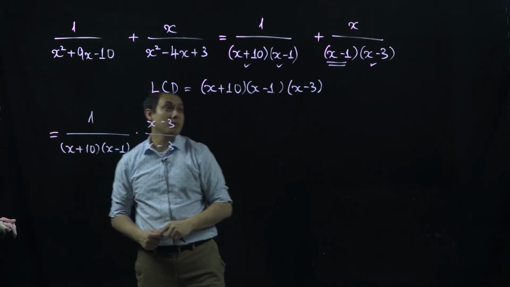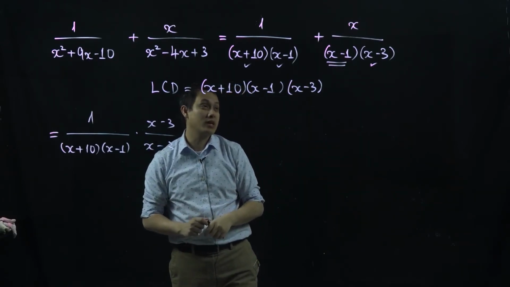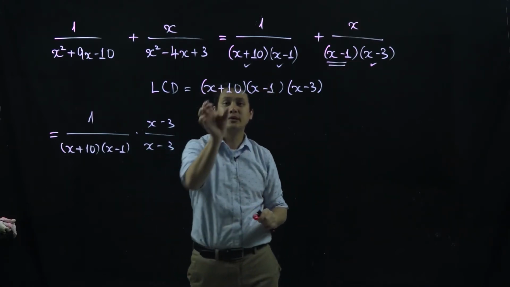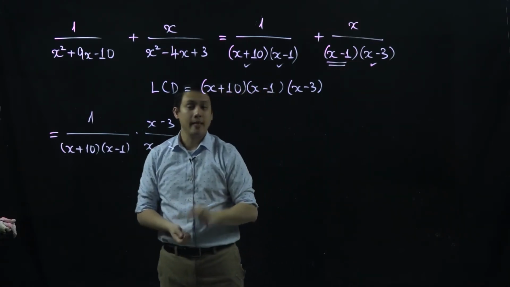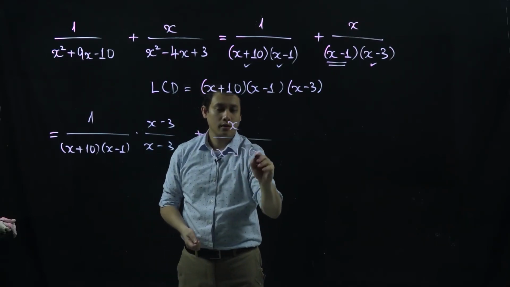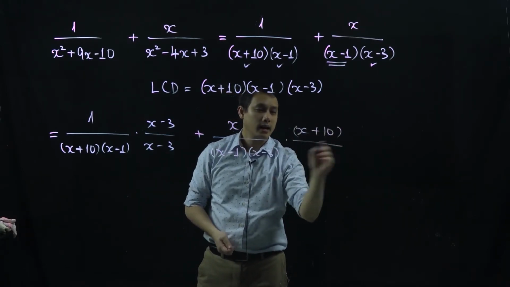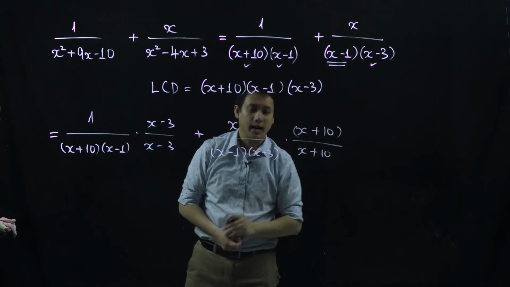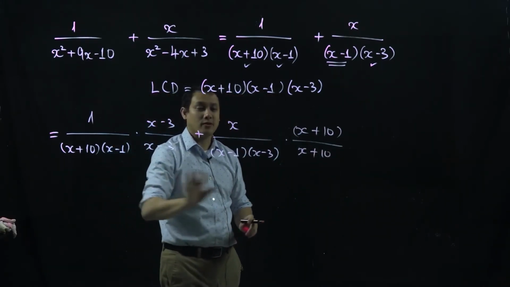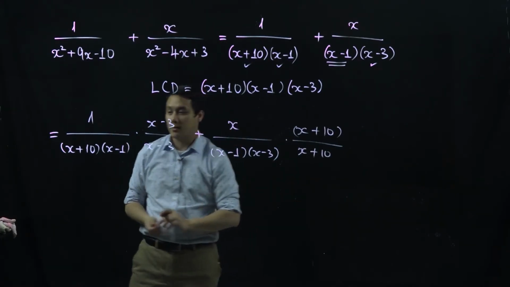You can do the same for the second fraction. What is missing? You ask yourself that question. The factor x minus 1 times x minus 3, you're missing the factor of x plus 10. So therefore, you can multiply the top by x plus 10 and multiply the bottom by x plus 10 as well. So now you can see the denominator is the same, right? So you can combine the numerator together.